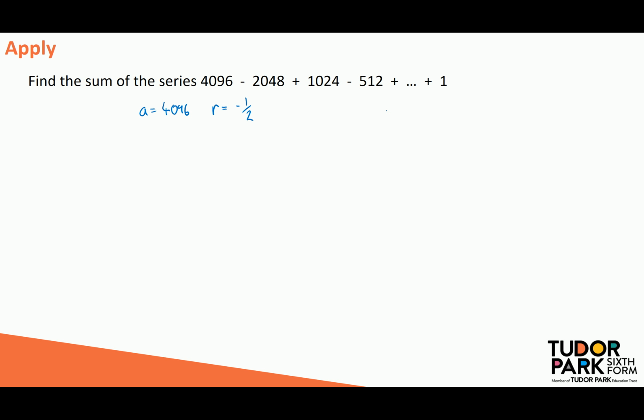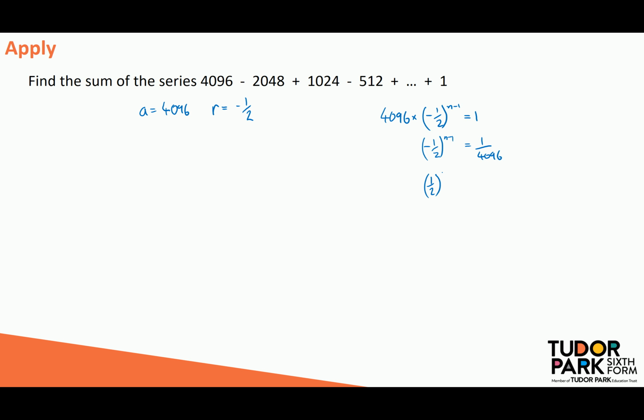Now to do that, I know that the last term is 1, so I know that 4096 times by minus a half to the power of n minus 1 is going to be equal to 1. Or that minus a half to the power of n minus 1 is equal to 1 over 4096. Now, I know already that n minus 1 must be an even number. Why? Because I know that this side is positive, and I need to multiply a negative by itself an even number of times to be able to generate that.